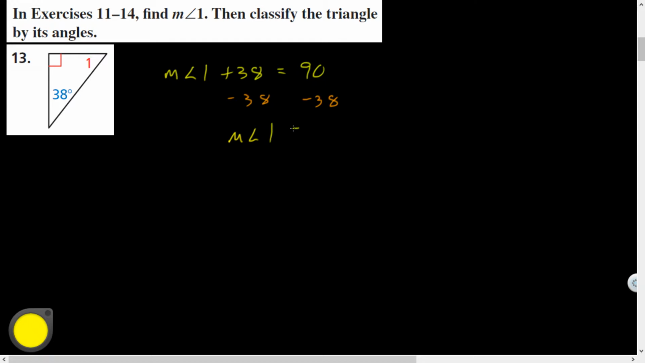And let's see, measure of angle 1 is equal to 52. Someone is saying 52. Okay, so there's the measure of angle 1, friends. Classify it. It looks like a right triangle.